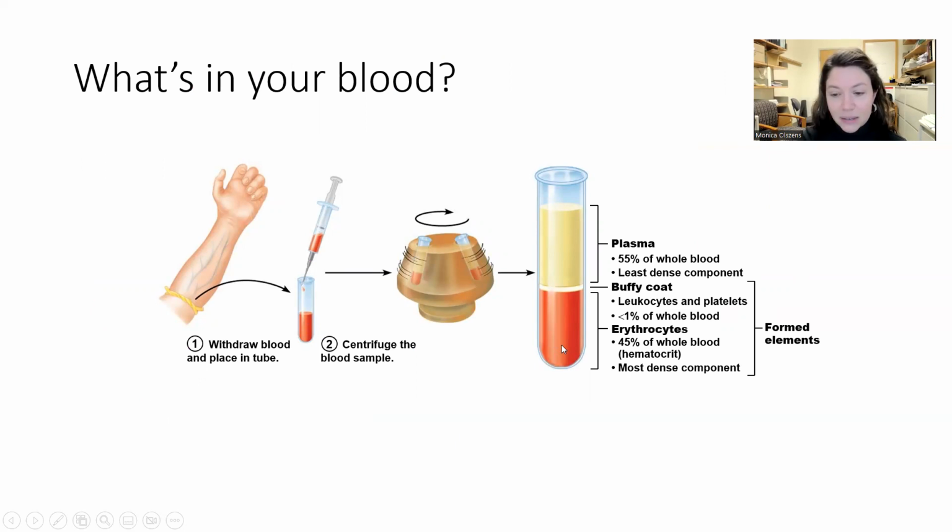You get the red blood cells called erythrocytes. And then you get this tiny little layer of white blood cells. It's only about 1% of your whole blood. And then the rest is watery plasma. So these are dense little iron-filled red blood cells, 45%. 1% are your white blood cells, and 55% is the sloshy, liquidy plasma.